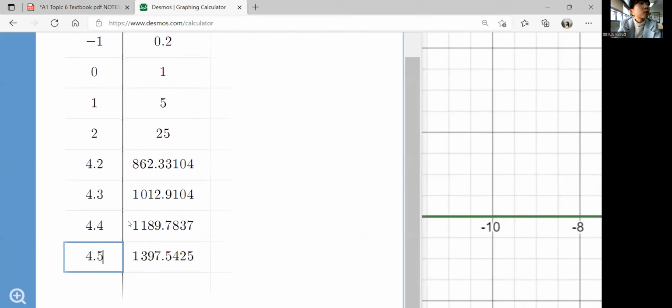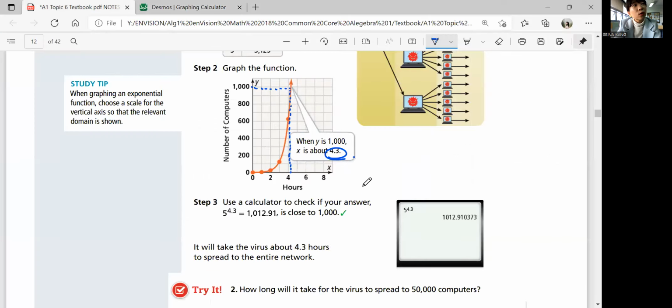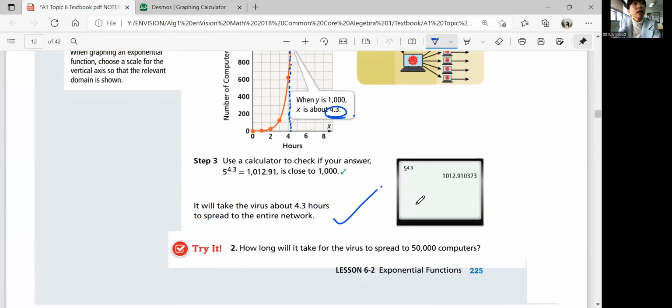So if x is 4.2, it's 862. If x is 4.3, it's 1013, versus 4.4, 1189.7836 and so on. So which one is the closest estimate? I'll say 4.3, okay? So 4.3 is a good estimate. About 4.3 hours.